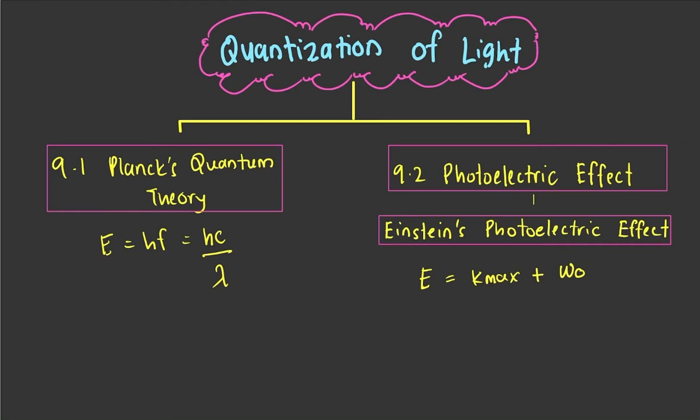So in this chapter, we have two subtopics. The first one is Planck quantum theory, and the equation involved is E equal to hf equal to hc over lambda. And for 9.2, it's about photoelectric effect. We are going to look at Einstein photoelectric effect, and the equation involved is E equal to maximum kinetic energy plus work function, or we call it W naught.